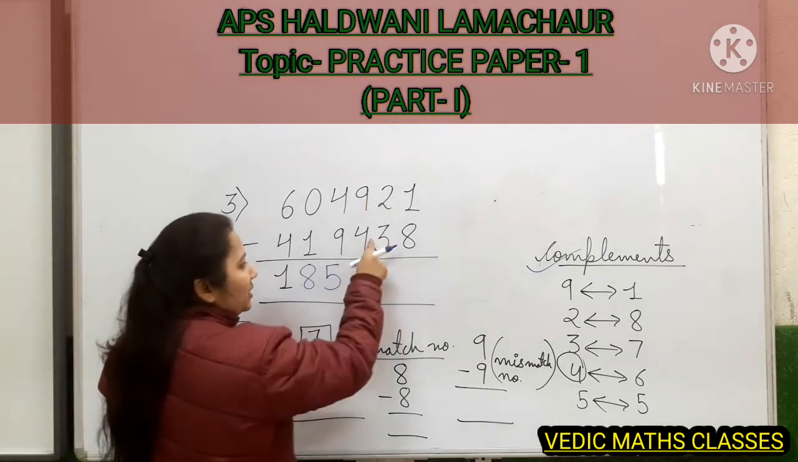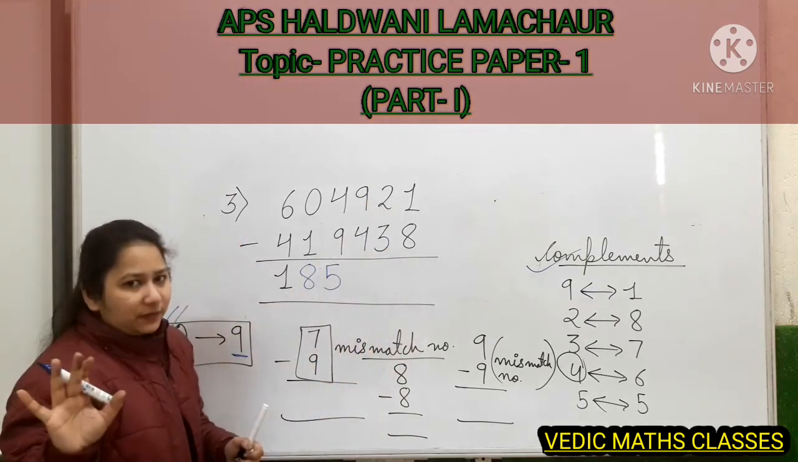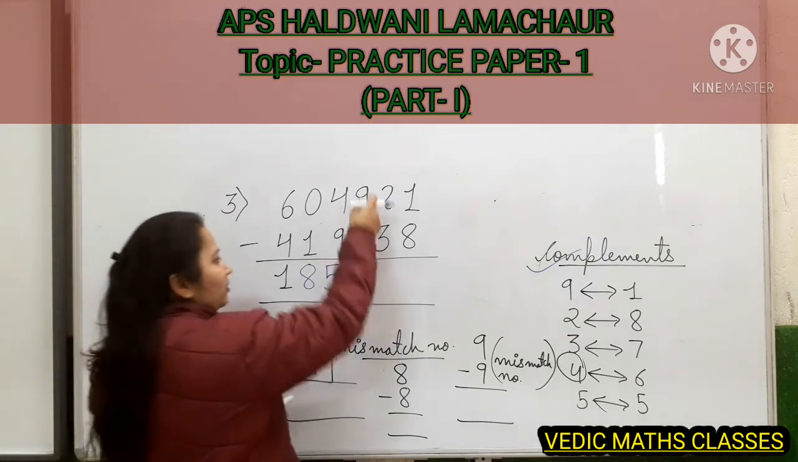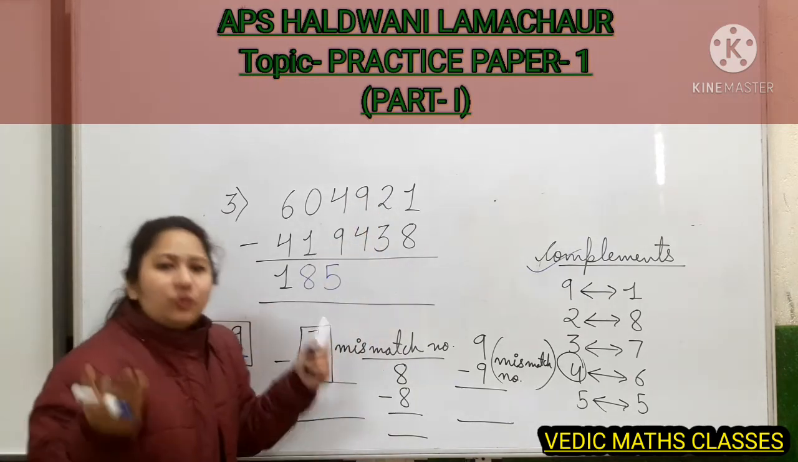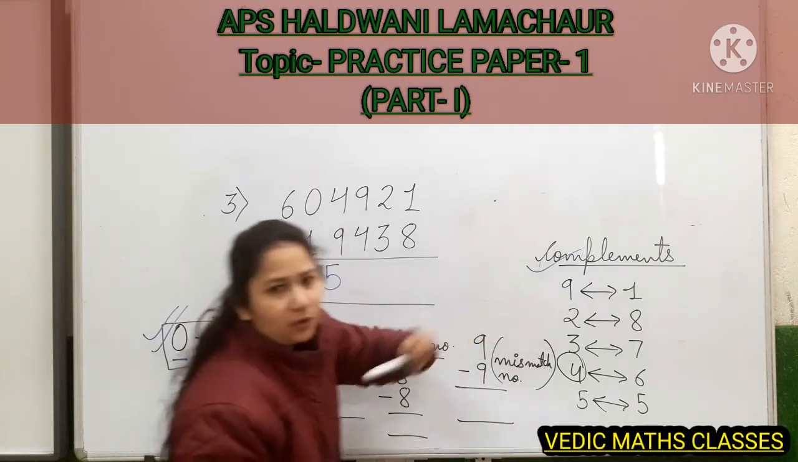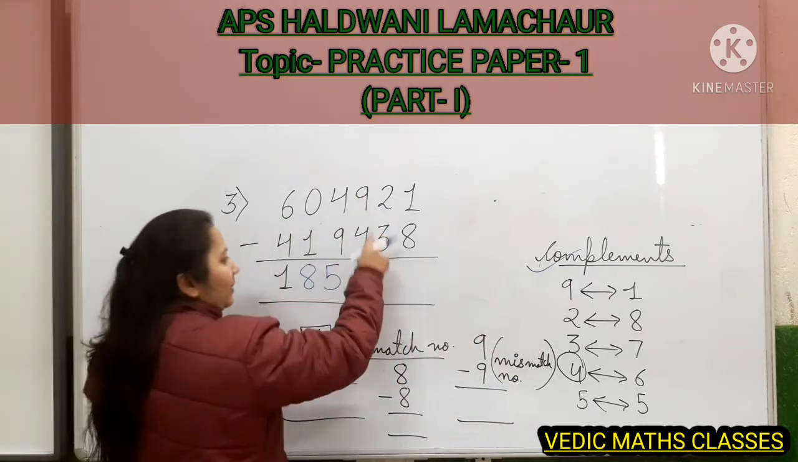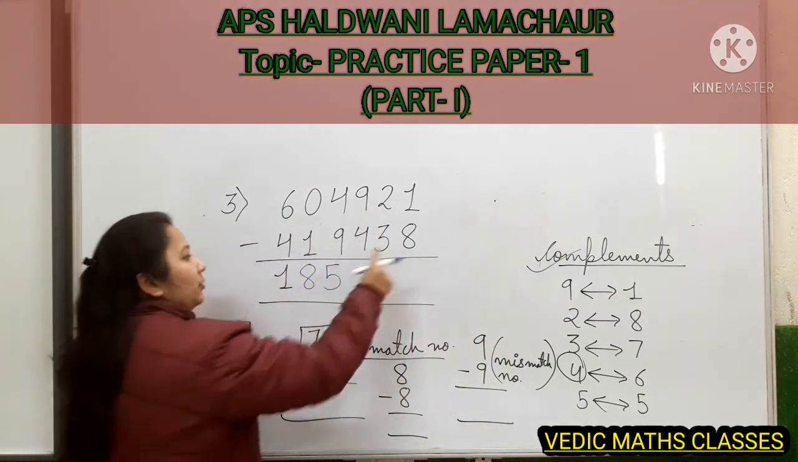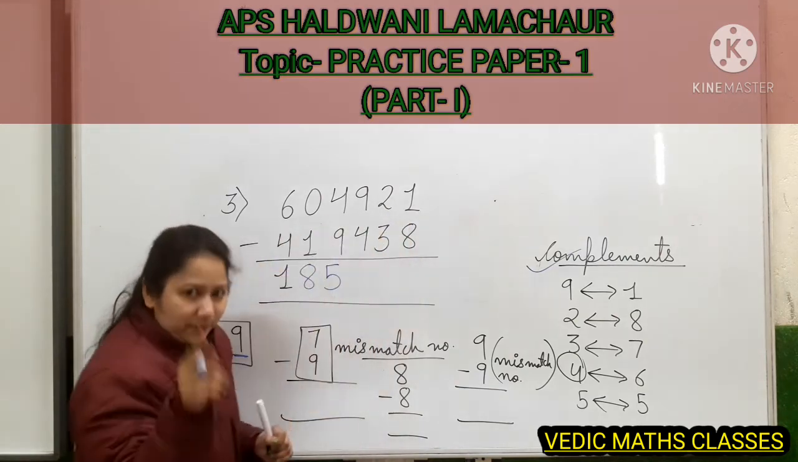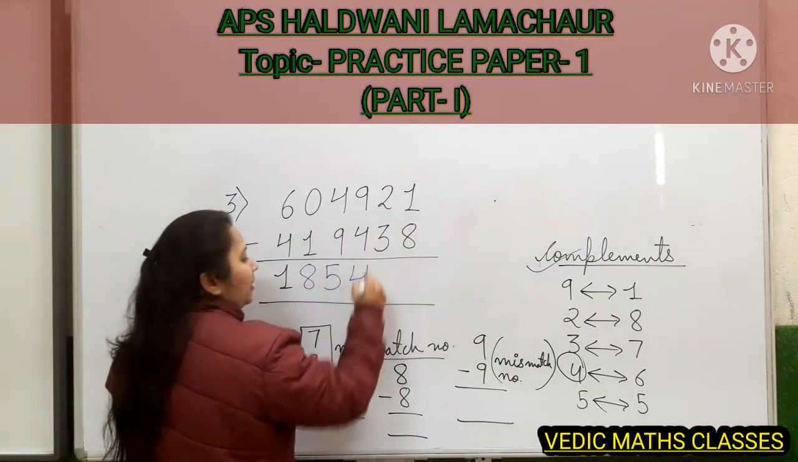Next here, 9 minus 4, 5. Technically we can subtract because it is not a mismatch number. So no need to take the help of complements. Now 9 minus 4, 5. Now you can see that the next number is a mismatch number. So 5 will become 4.